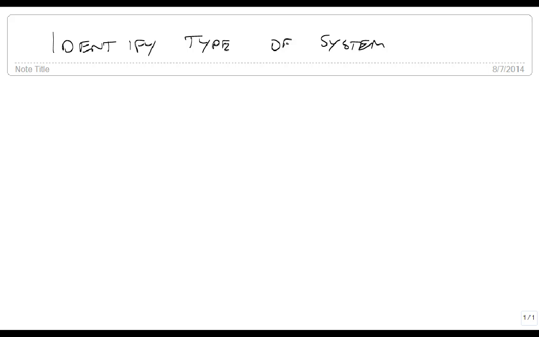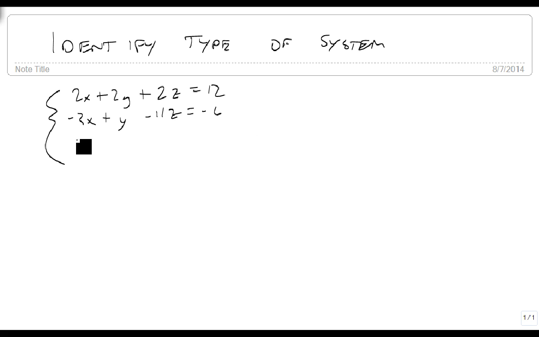And so we're going to start with two systems of equations. And we're going to start with one first. 2x plus 2y plus 2z equals 12. Minus 3x plus y minus 11z equals minus 6, and 2x plus y plus 4z equals minus 8. And so this is equation 1, 2, and 3.